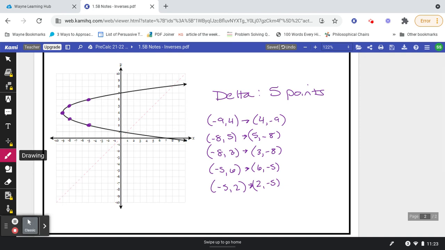All right, let's switch colors. 4, -9. 5, -8. 3, -8. 6, -5. And 2, -5. Looks just like that. All right, there you go.